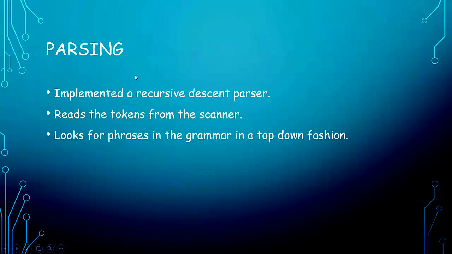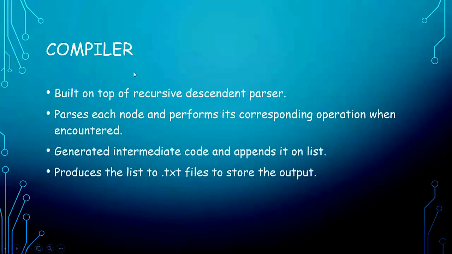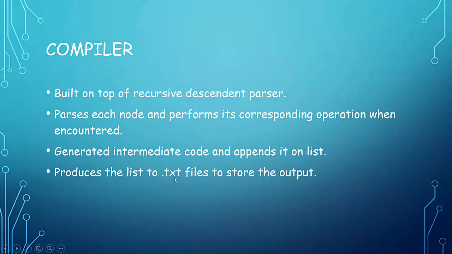Parsing. Lexing and parsing are provided by ANTLR, so it becomes quite easy to perform certain operations. This reads tokens from the scanner and looks for phrases in the grammar in a top-down fashion in order to perform these operations. And the compiler. The compiler is built on top of this recursive descent parser. When the compiler traverses each node in the parse tree, a certain operation is assigned to the node. It is written by our programmers in order to generate intermediate code which will be appended to a list, and the data is sent to .txt files for the runtime environment.